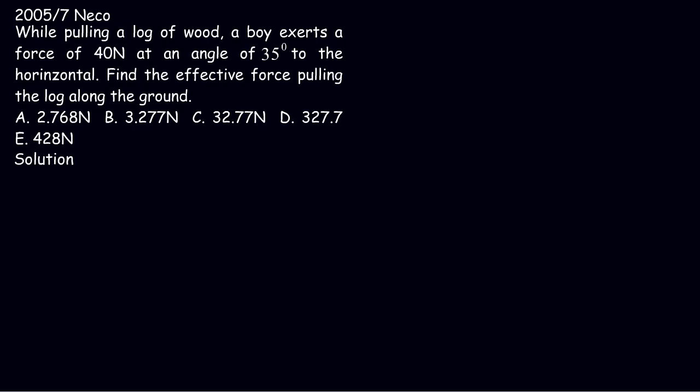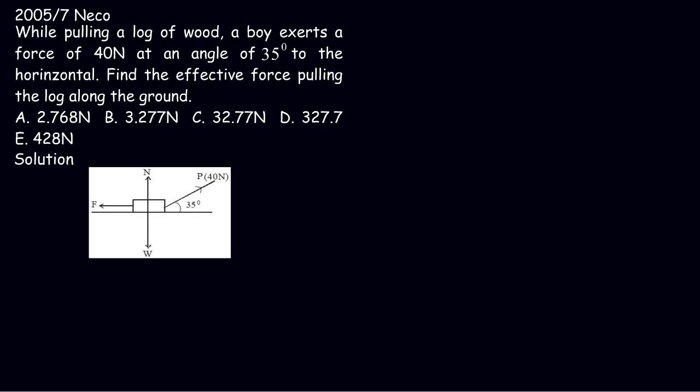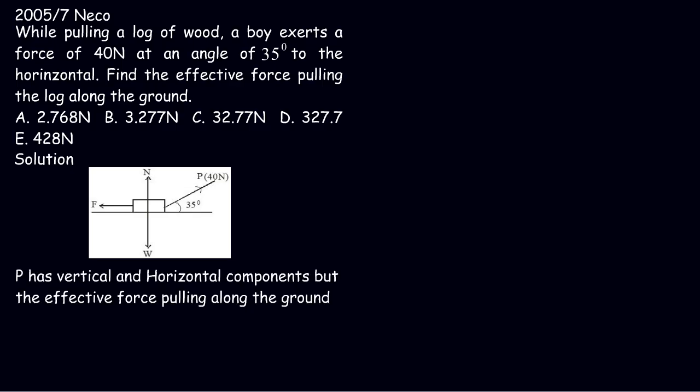Our very first question is from NECO 2005. It states that while pulling a log of wood, a boss exerts a force of 40 Newton at an angle of 35 degrees to the horizontal. Find the effective force pulling the log along the ground. Now, the force P used to pull the log along the ground has both vertical and horizontal components, but the effective force pulling the log along the ground is the horizontal component of the force P.